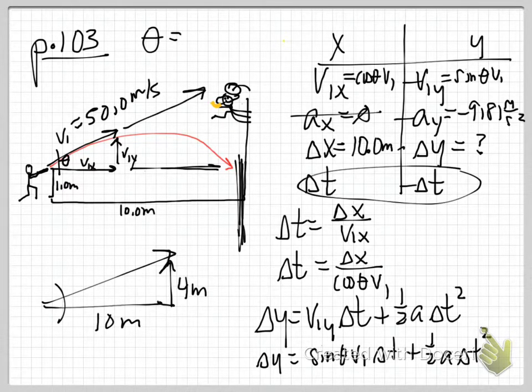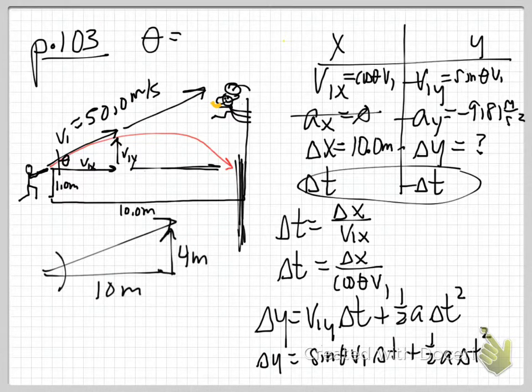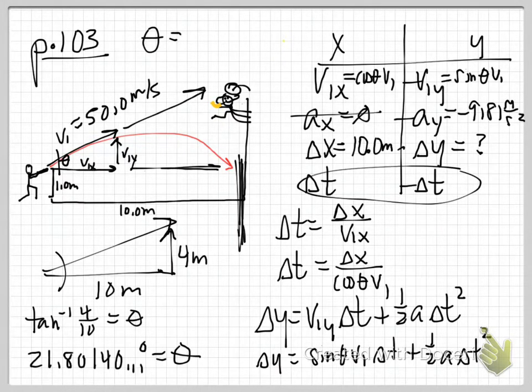Now do you have a way to find theta? What function? Tangent. Yes, inverse tangent of 4 divided by 10, or 0.4, will get you your theta. A reminder, keep all those digits. So tan minus 1 of 4 over 10 equals theta, and we end up with 21.8, etc. Keep it in your calculator. You don't have to write the whole thing down, obviously.